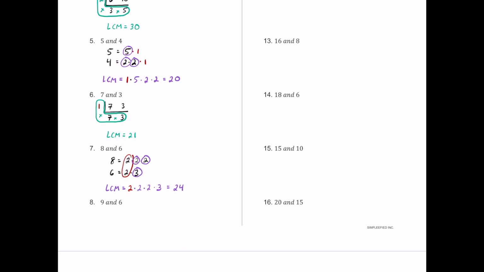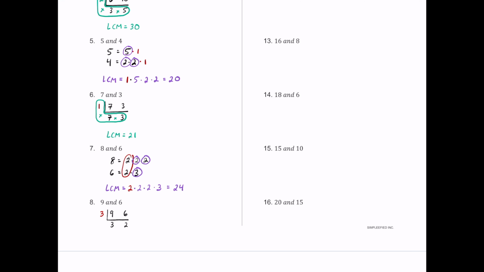For number 8, we have 9 and 6. Let's go ahead and try using the ladder method. So again, you put 9 and 6 next to each other. Think to yourself, what number goes into 9 and 6? Think about your multiplication facts. If you're thinking of 3, that is a good number to use. 3 goes into 9 3 times, and 3 goes into 6 2 times. So we have this 3 and 2 left over.